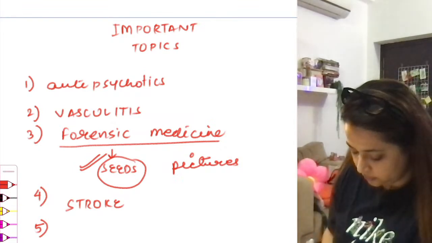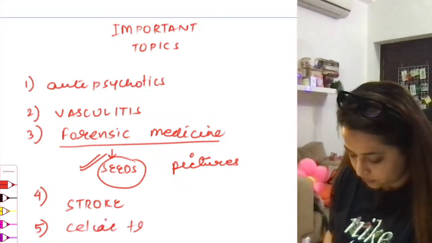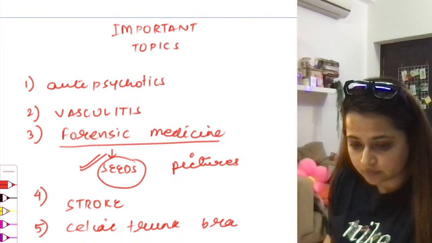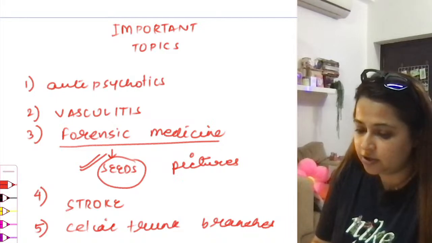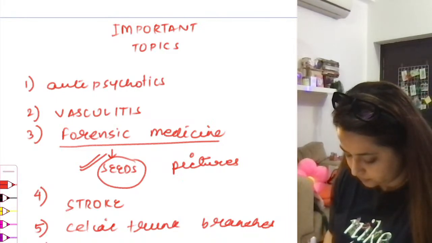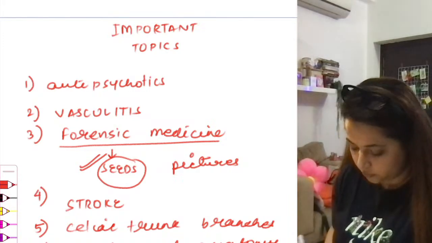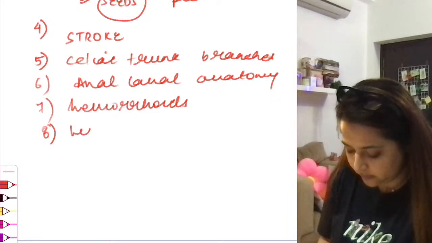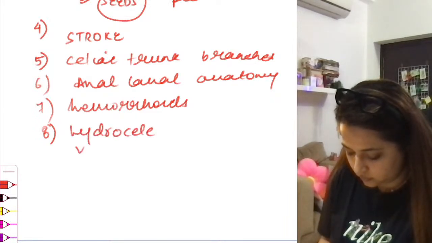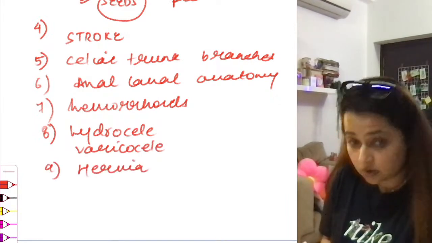Then talking about the celiac trunk branches. Branches of the celiac trunk, they are also very important. Then talking about the anatomy of the anal canal. That is also really important. The hemorrhoids. You should know the different types of hemorrhoids that we have, internal and external. Okay, then hydrocele, varicocele. Hernia types.